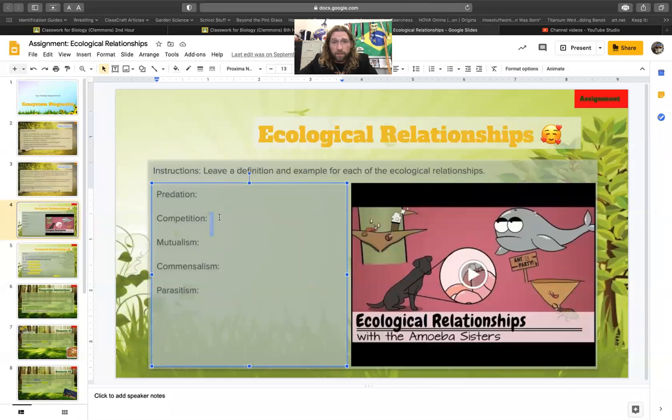Same thing for competition. Make sure it's a biology competition definition, but then don't just say elk. What about elk makes a competition? Well, 2 elk fighting over the same mate. Now you have an example of competition. So this is what I'm looking for in this particular part.